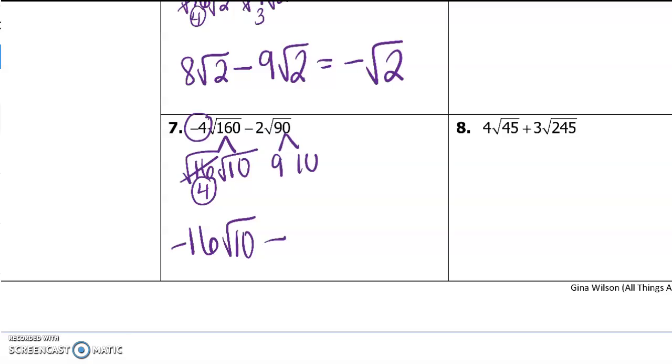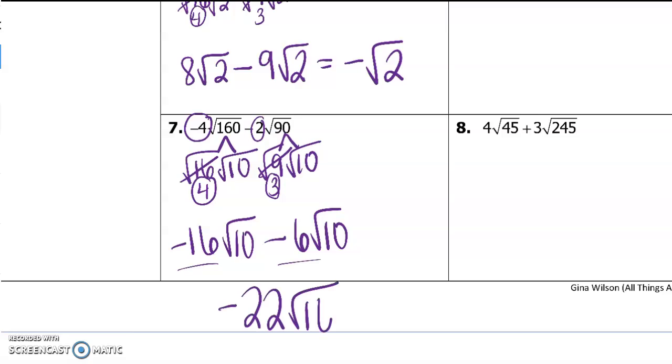90 gets broken into 9 times 10. Square root of 9 is 3. So 2 times 3 gives me 6 square root of 10. Negative 16 minus 6 gives me negative 22, and the square root of 10 just comes along.